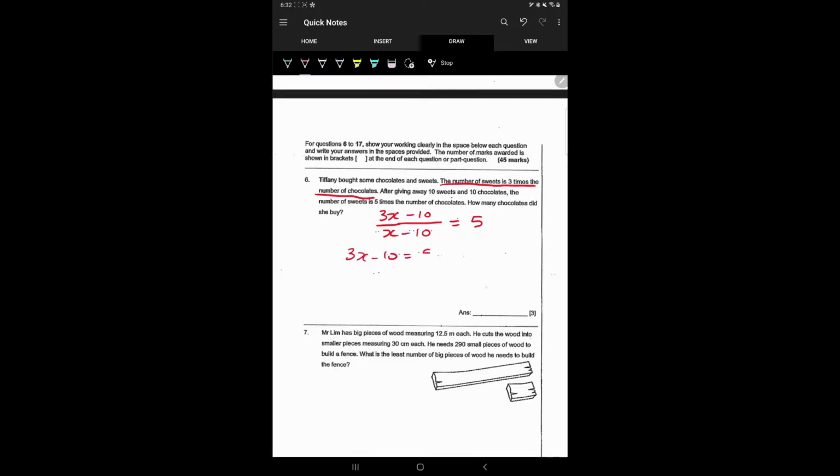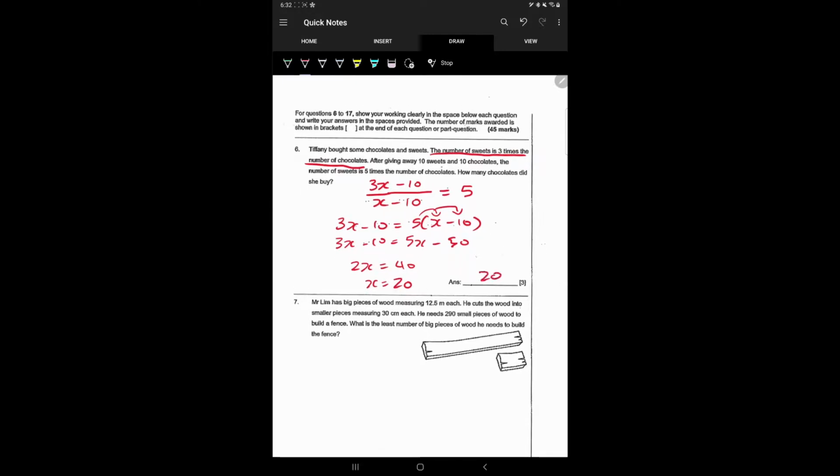So we simplify the equation like this by multiplying x minus 10 to the right side over here. Then we sub the 5 inside, 5x minus 50. We bring the 3x here, which is 2x, equals to, bring the 50 to the other side, 40, x equals to 20. So how many chocolates is basically solving for this x right here, and the answer is 20.